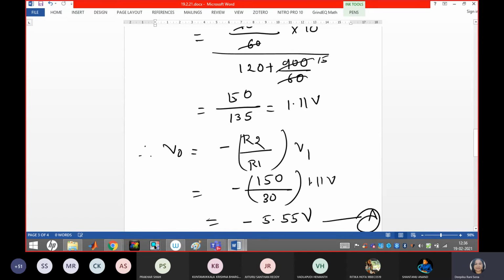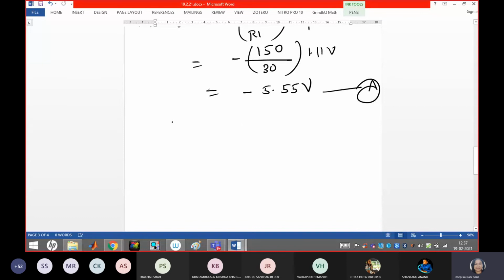Whether all of you got the answer? Yes, ma'am. Okay, note down these things, guys. Whether you understand the concept or not, how do we solve the statement problem? By drawing the circuit. From the circuit, how do we find out the gain and the output voltage? Got the idea? Yes, ma'am.